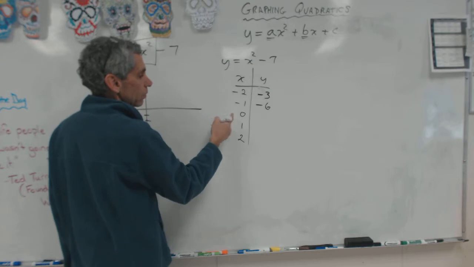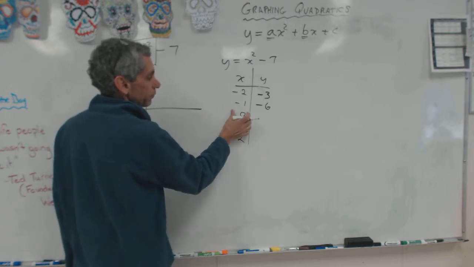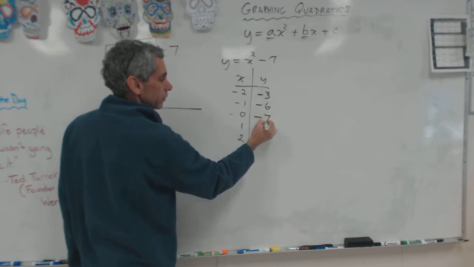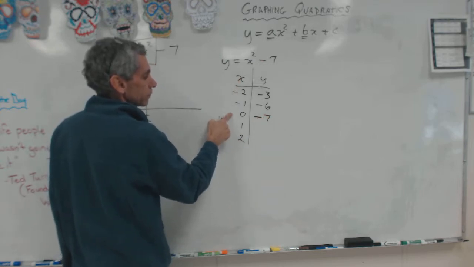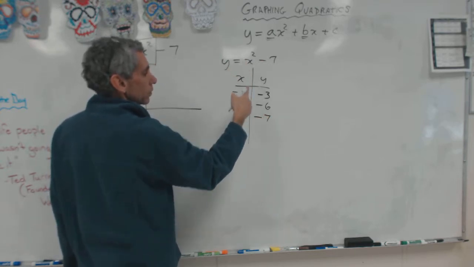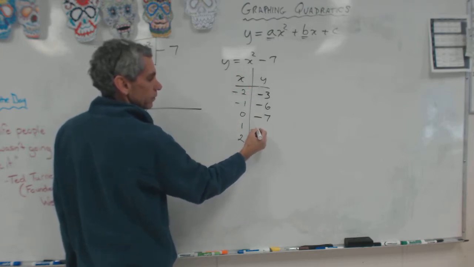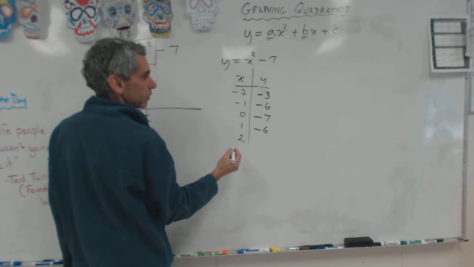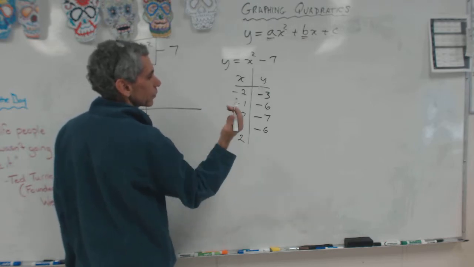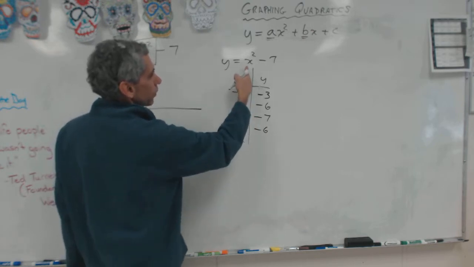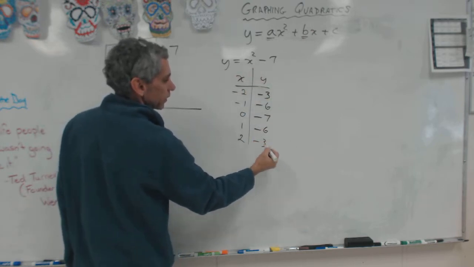All right, 0. Y is equal to 0 minus 7, so minus 7. All right, 1. This is going to be the same as this, right? 1 squared is 1, minus 7 is minus 6. And this is working fine. Of course it's working fine. Okay, 2, 4 minus 7 is minus 3, of course.